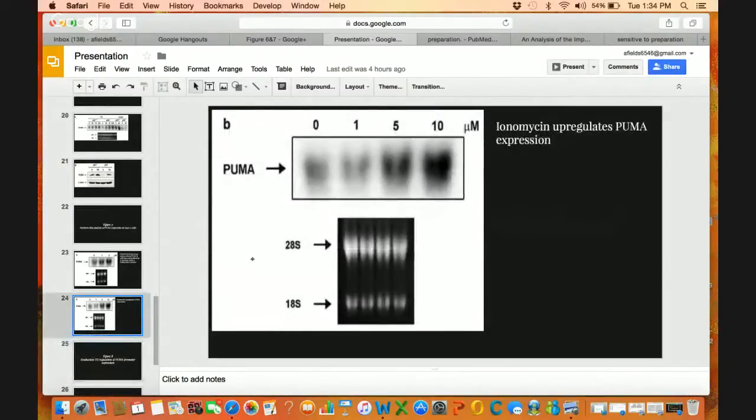Next, since TG was known to increase calcium concentration by depleting the endoplasmic reticulum calcium pools, they wanted to apply another calcium promoting intracellular agent, ionomycin, and you clearly see that PUMA is also upregulated with ionomycin. So you can look at this: PUMA is a marker for any changes in calcium concentration, and it's not just limited to TG.